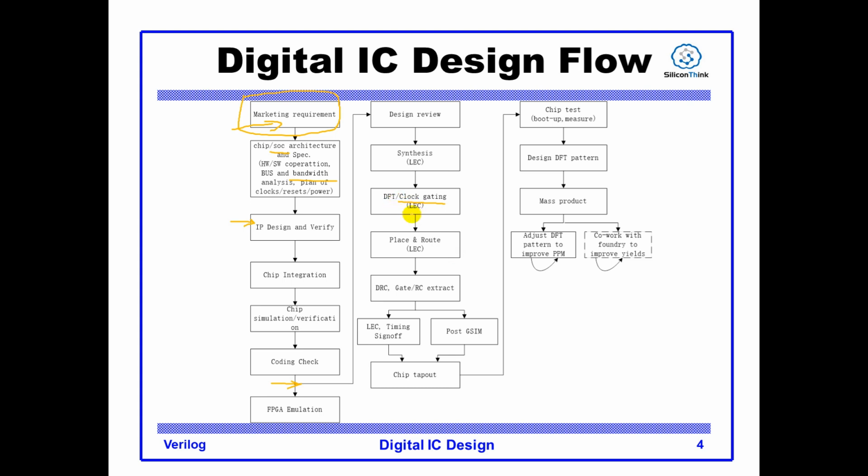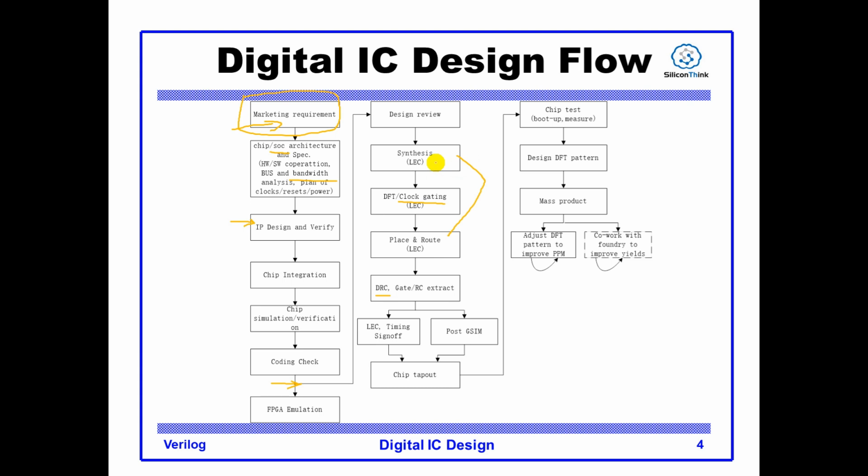So after that, you will use the place and route tools to place and route your design. You will do design rule check on the routed design and extract the gate level netlist, the resistance, and the capacitance from the routed design. For these steps, you will do something on your design using EDA tools.